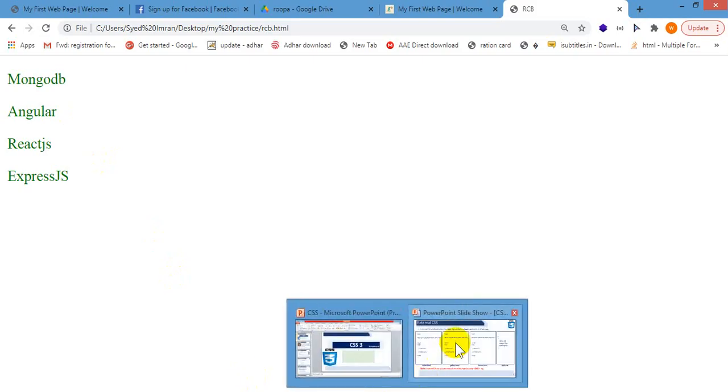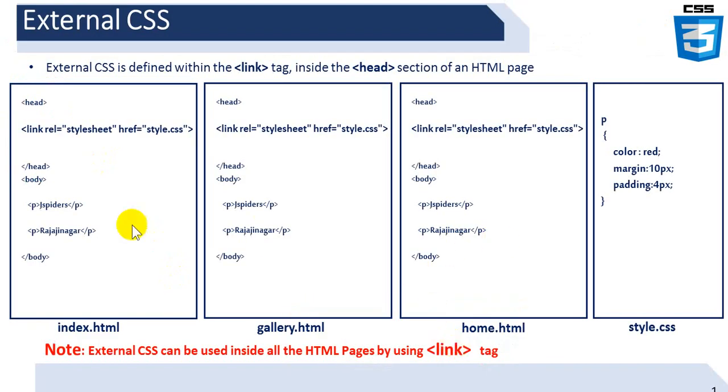So if you observe this slide here, we have 3 files and one external CSS. Consider that in a real-time application we have 1000 pages. In all the 1000 pages, I want to apply red color to my paragraph. Suppose I use internal CSS. Internal CSS means in every page I should use a style tag.